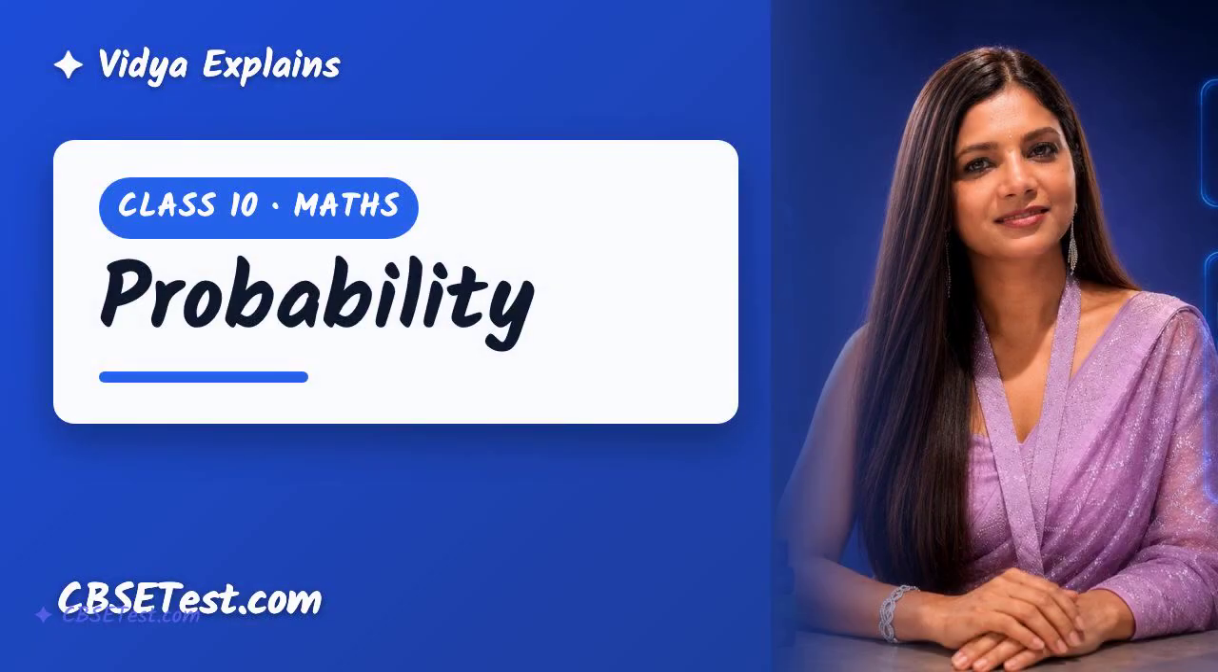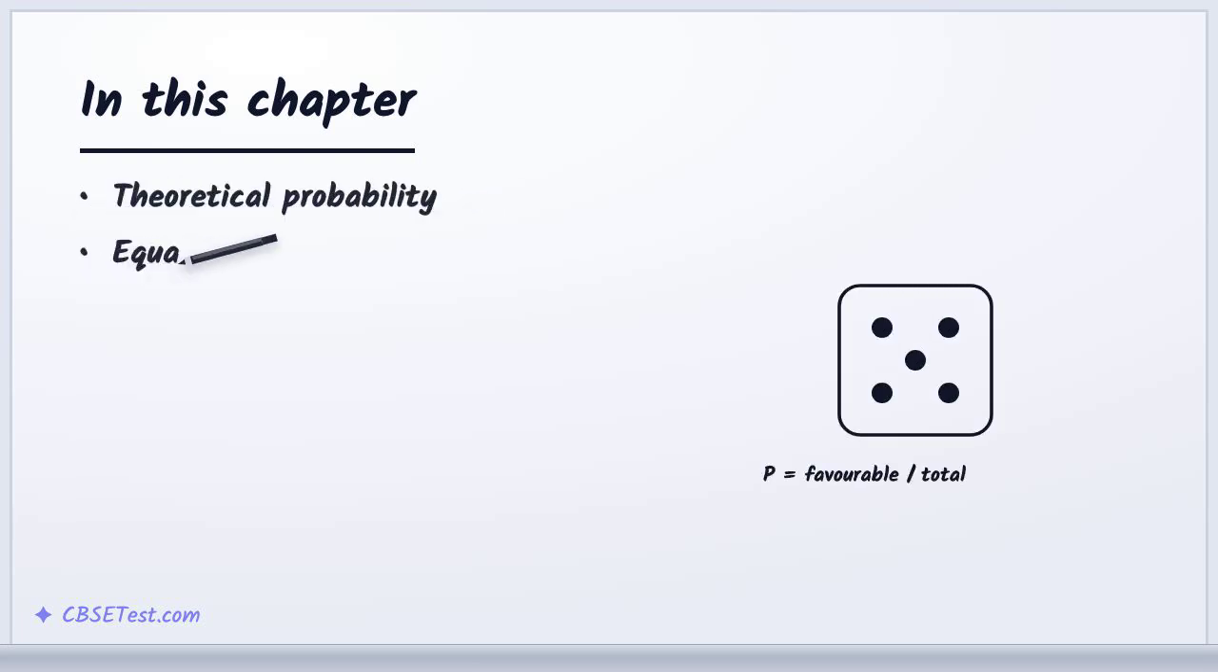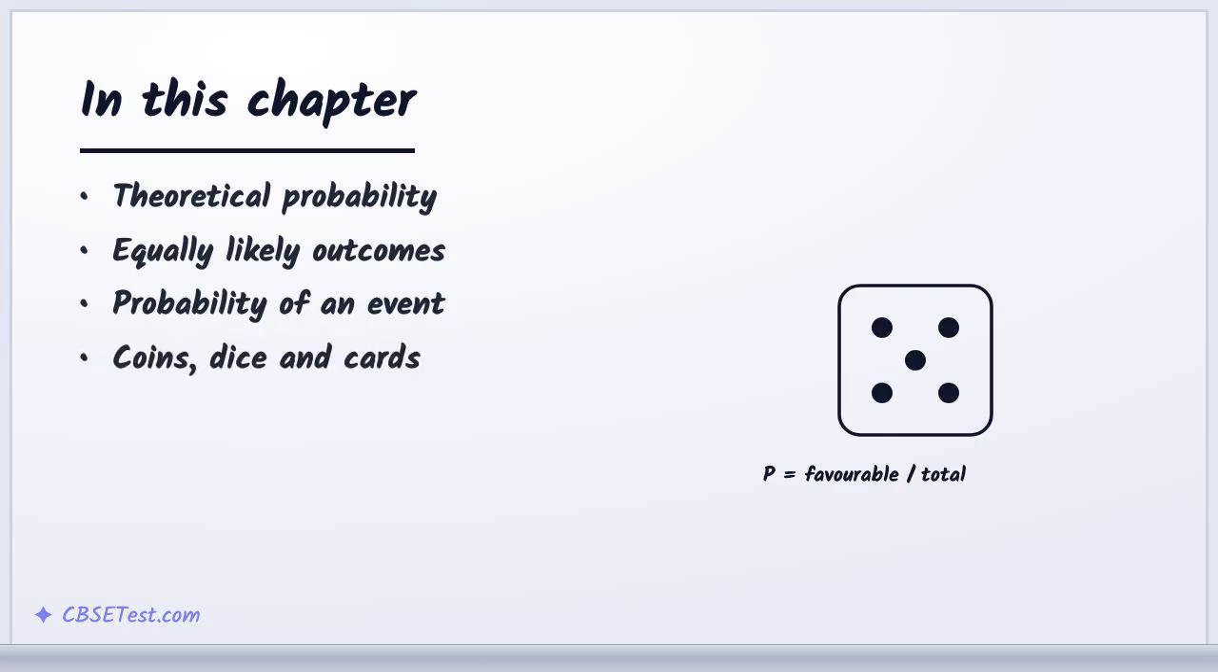Let's learn probability together, step by step. Probability measures how likely an event is. We'll define theoretical probability for equally likely outcomes and apply it to the classics: coins, dice, and playing cards.